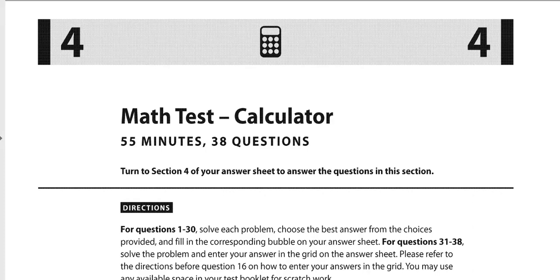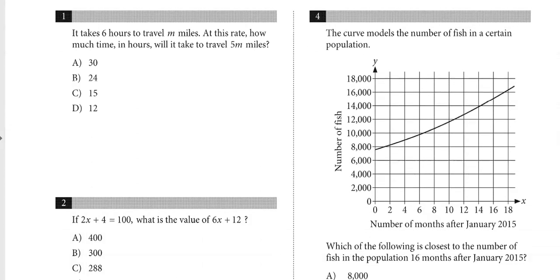All right, May 2021 QAS calculator. Let's get after it. So starting right off with number 1, it says it takes 6 hours to travel m miles at this rate. Whenever you see the word rate, you're going to be able to set up a ratio. So we can go 6 hours in m miles. And at this rate, how long is it going to take to travel 5 times m miles?